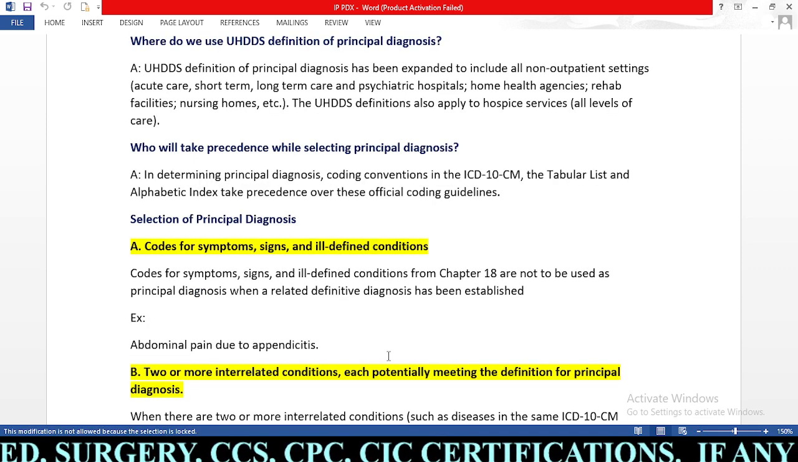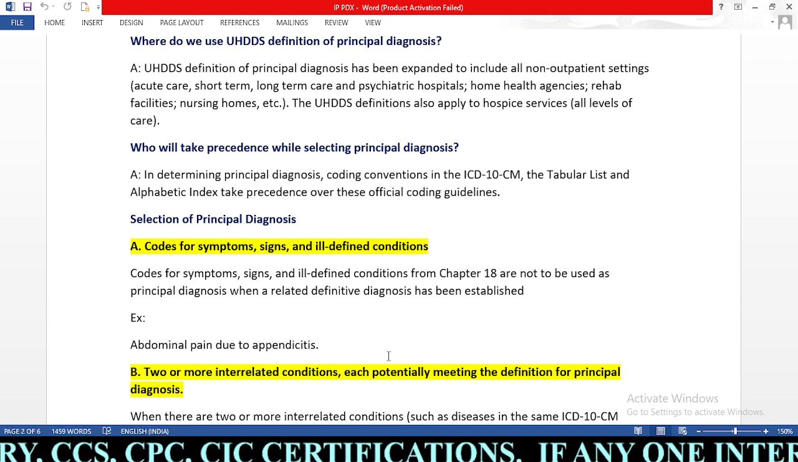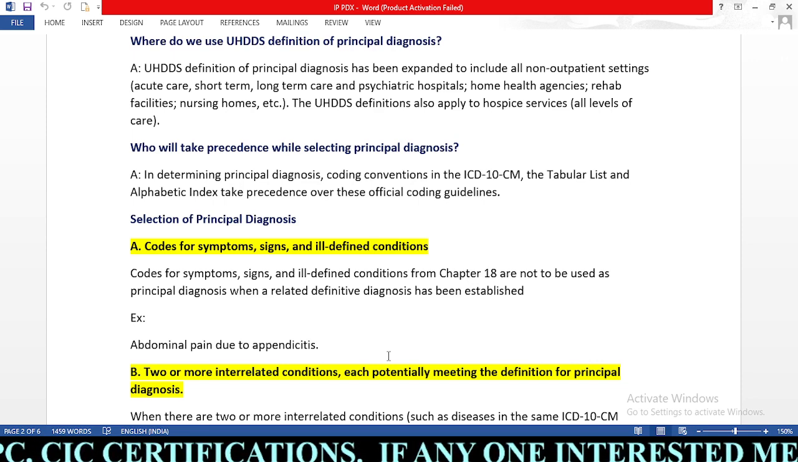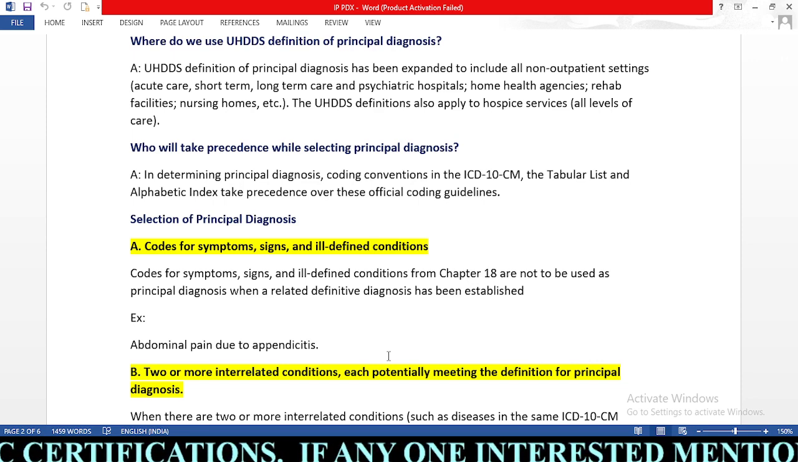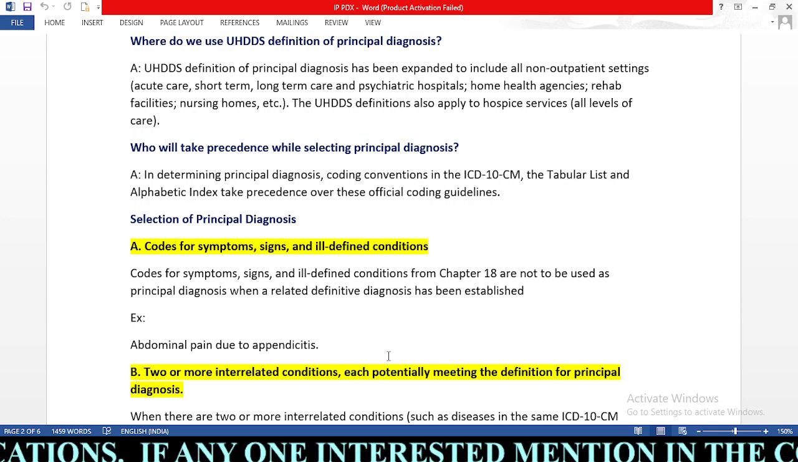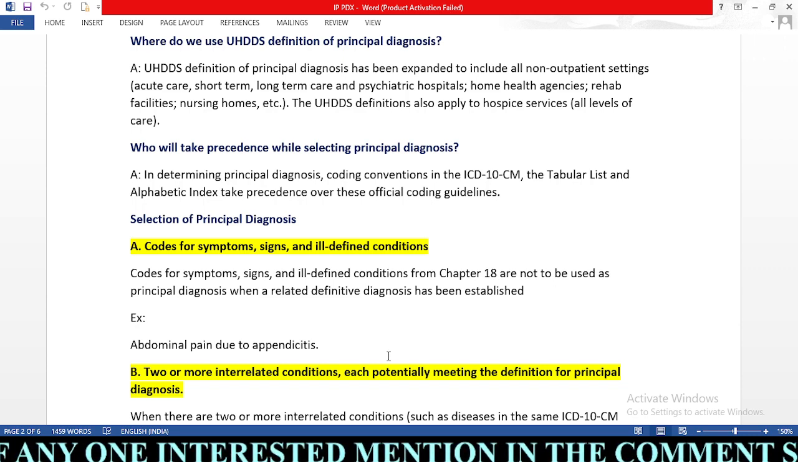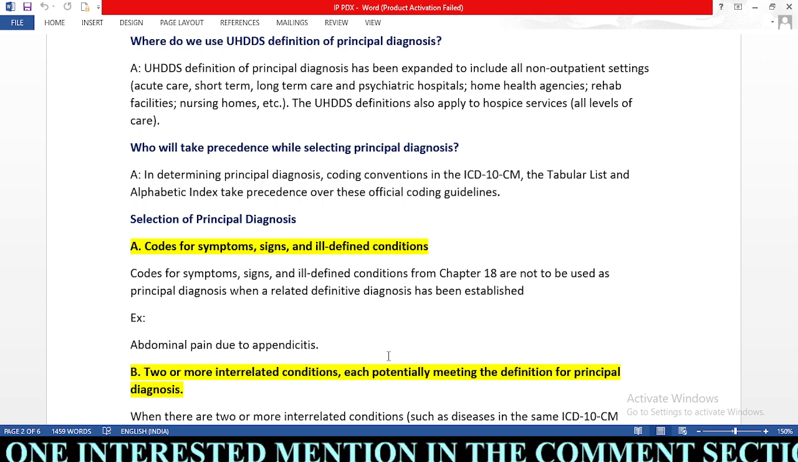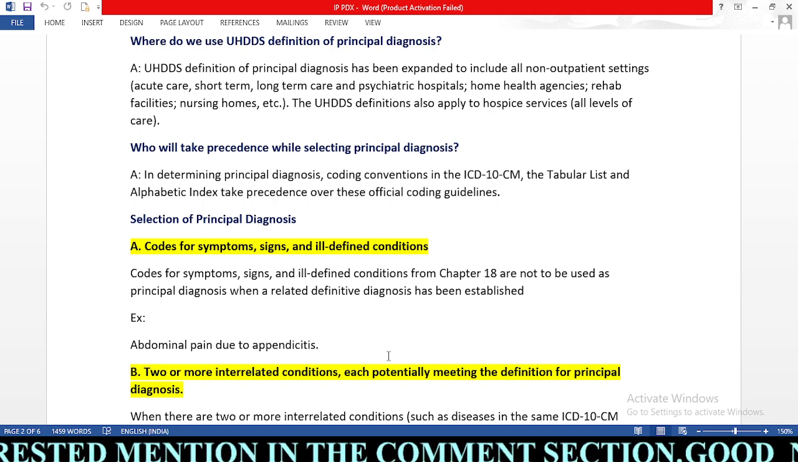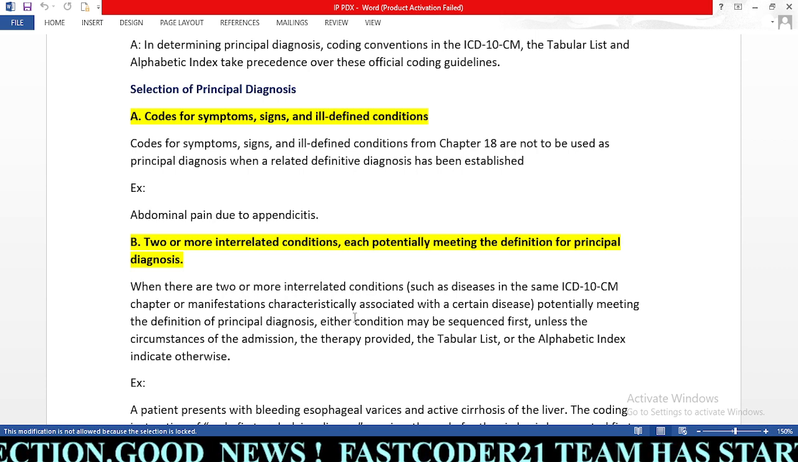Next one, what will take precedence while selecting principal diagnosis? So here while selecting the principal diagnosis, coding conventions in the ICD-10-CM, the tabular list and alphabetic index take precedence over these official coding guidelines. So we need to follow the guidelines which are mentioned in the tabular list and alphabetical index before using the official coding guidelines. Now we will learn the original guidelines from the CMS.